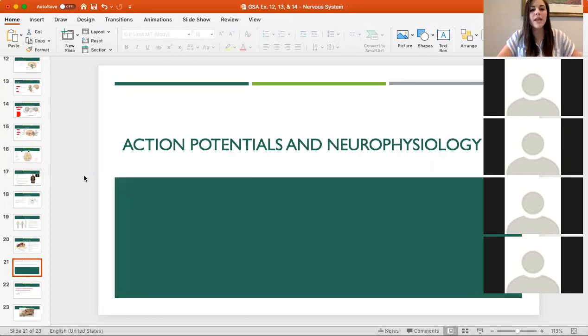So next, action potentials and neurophysiology. Again, in your book, you have this worksheet. I'm not going to ask you to turn it in for your homework, but you can read a little bit about action potentials here. And on the back side right here, you can read a little bit more. There's an awesome figure and then some questions.